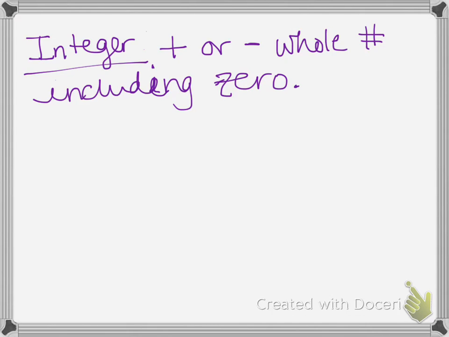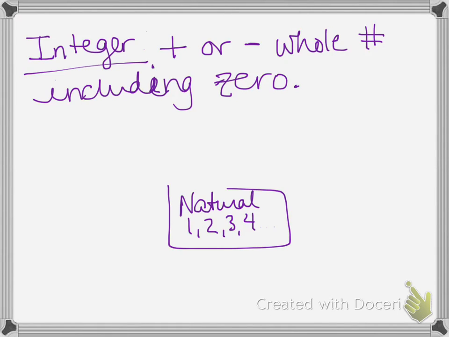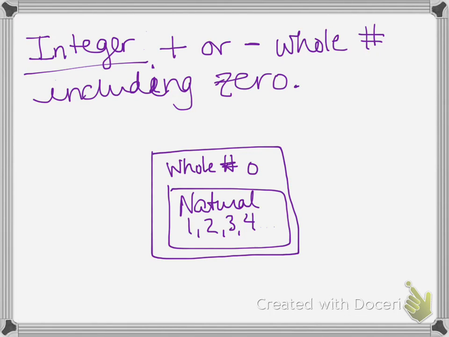So we're going to talk about the classification of numbers. When you were little, you learned how to count, and you started with 1, 2, 3, 4, and so on. Those were called our natural numbers or our counting numbers. And then we learned about 0. And 0 is our whole number. So a whole number is all of the natural numbers including 0.